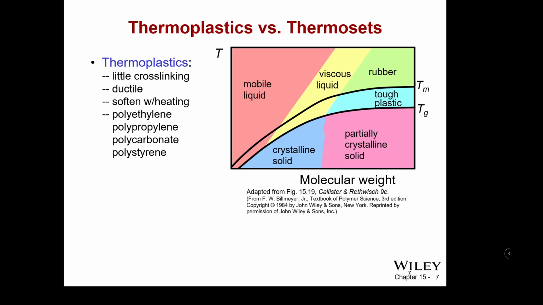Thermoplastics are very, very important. Thermoplastics versus thermosets. Thermoplastics have a little bit of cross-linking. They're ductile. They soften when heating. Polyethylene, polypropylene, polycarbonate, and polystyrene are examples of these.